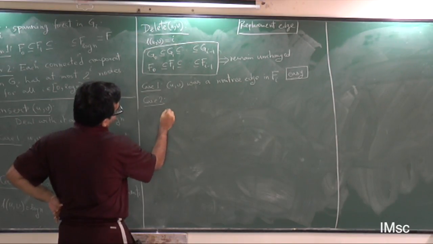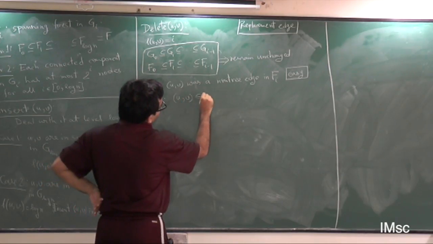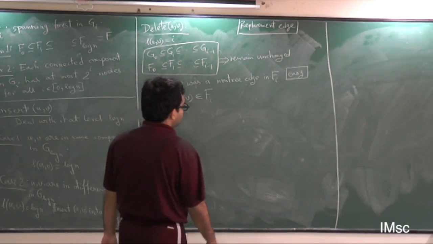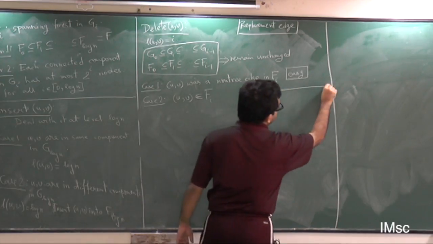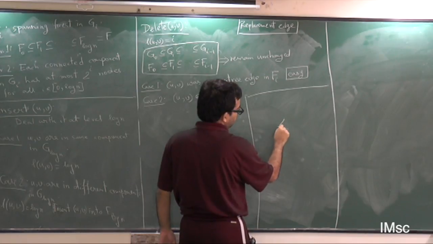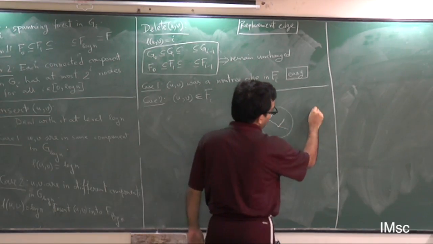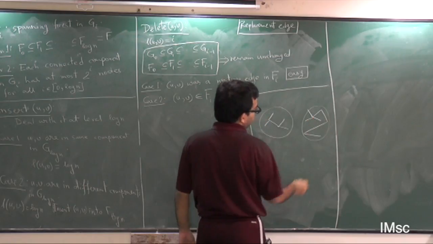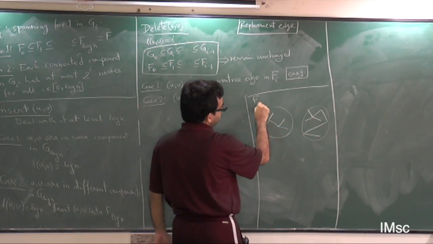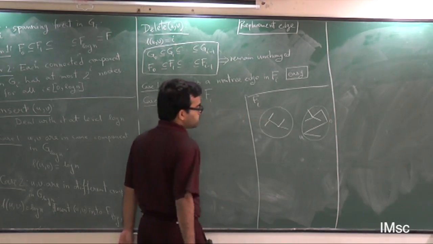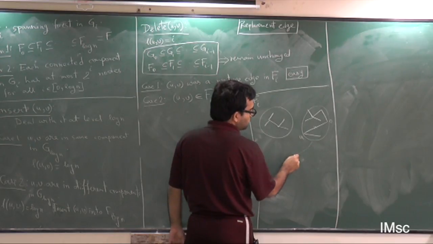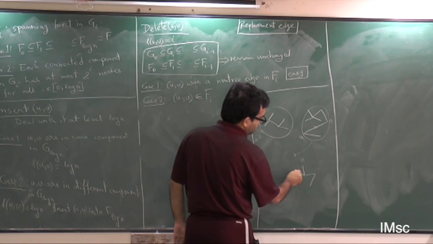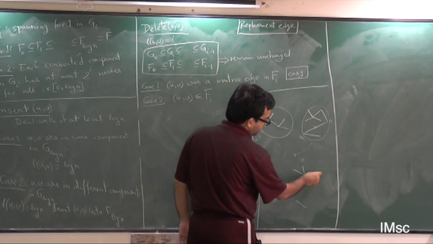Case 2, and this is the difficult case. Say uv was a tree edge in Fi. So then I'll use this to draw some pictures. Now suppose this was Fi, and suppose this was your uv, and this got deleted. So just look at this tree. This tree is now getting split into two halves, something like this. This is one half and this is another half, right?